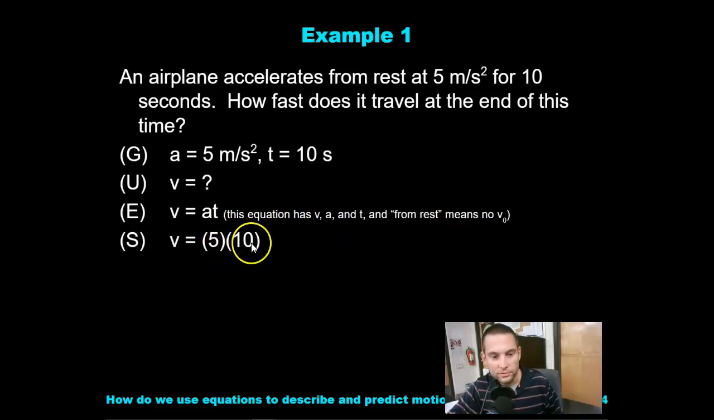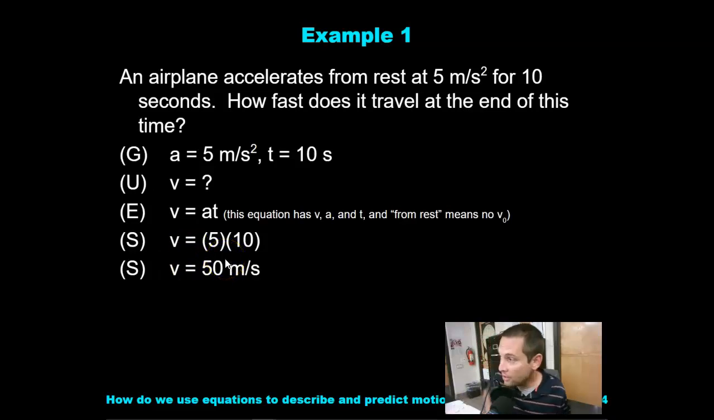So we get v equals 5 times 10 by substituting in. For that first S, the second S, we're going to hit the enter button on our calculator, and that shows it. Speaking of calculators, please show your work. Please write down that E step, regardless of if you're branching off from this GUESS. You will earn points by selecting the correct equation. So do it.